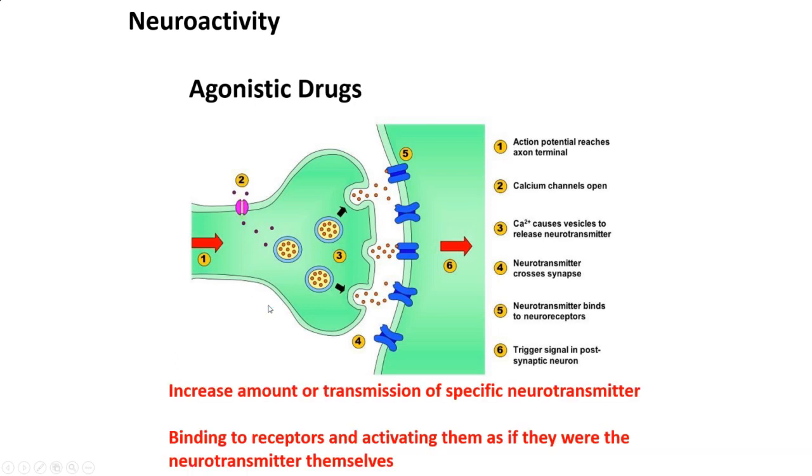On the other hand, agonistic drugs are drugs that increase the amount of transmission of a specific neurotransmitter. The way they do this is, one, through binding to receptors and activating them as if they were the neurotransmitter themselves. So instead of binding and acting as a blocking mechanism, they bind and their key fits the way the natural neurotransmitter fits, and this neighboring cell thinks that it is dopamine, and thus it triggers that effect of increased amount of transmission of dopamine.